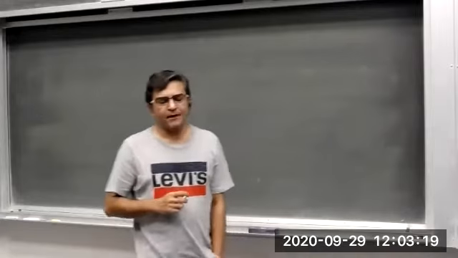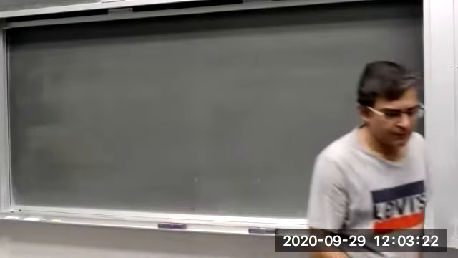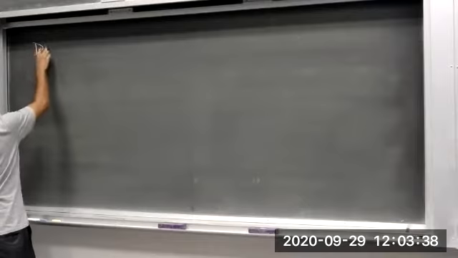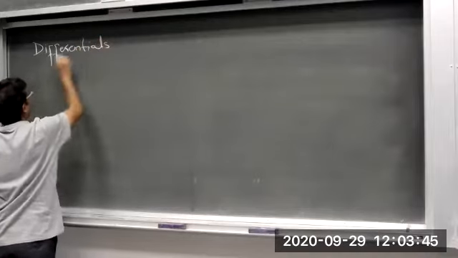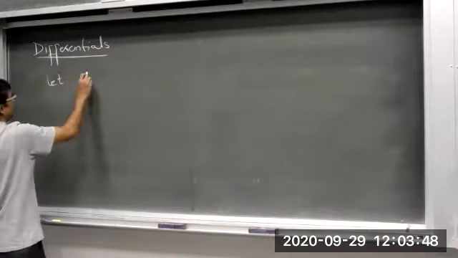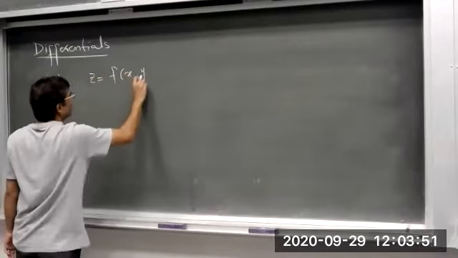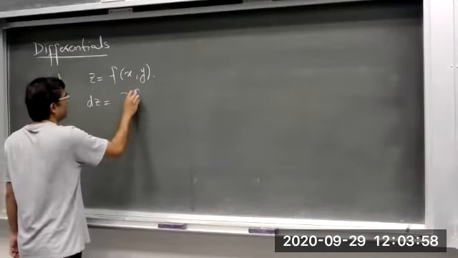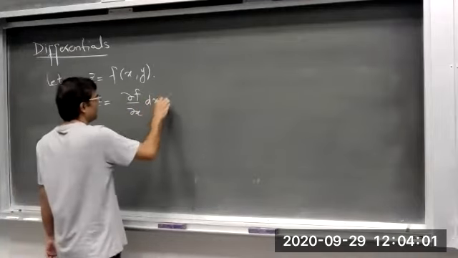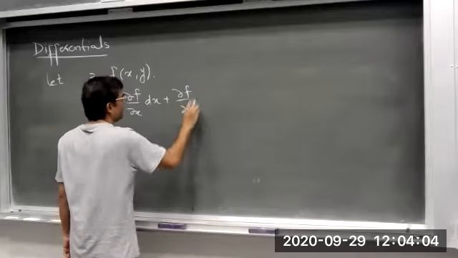In the previous lecture, we discussed differentials of a function f of x y is equal to 0, or if we are given some function that is equal to f of x y, be any function, then its differential dz is defined as partial f over partial x dx plus partial f over partial y dy.